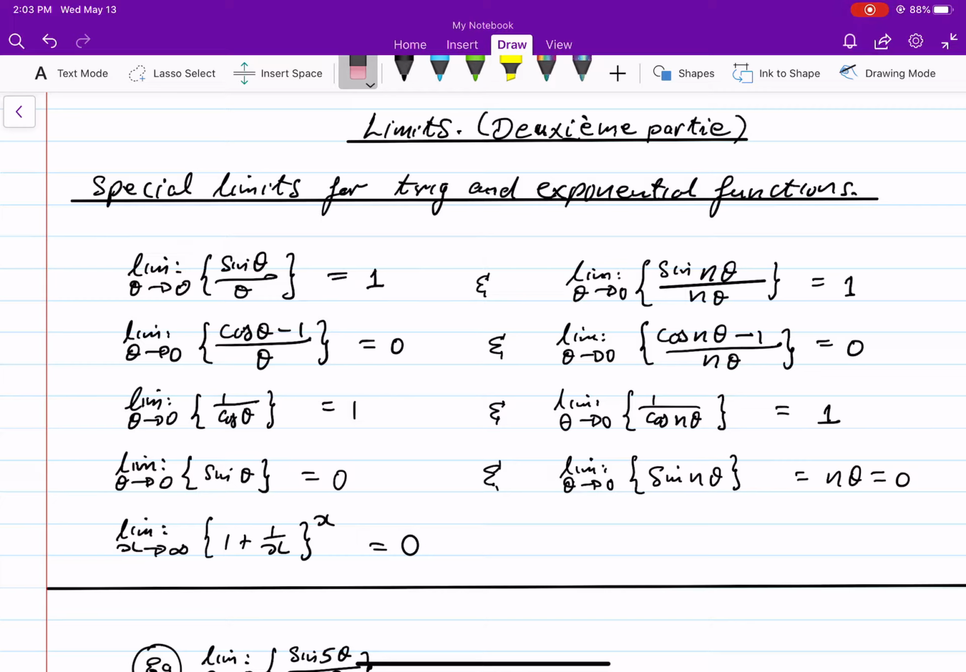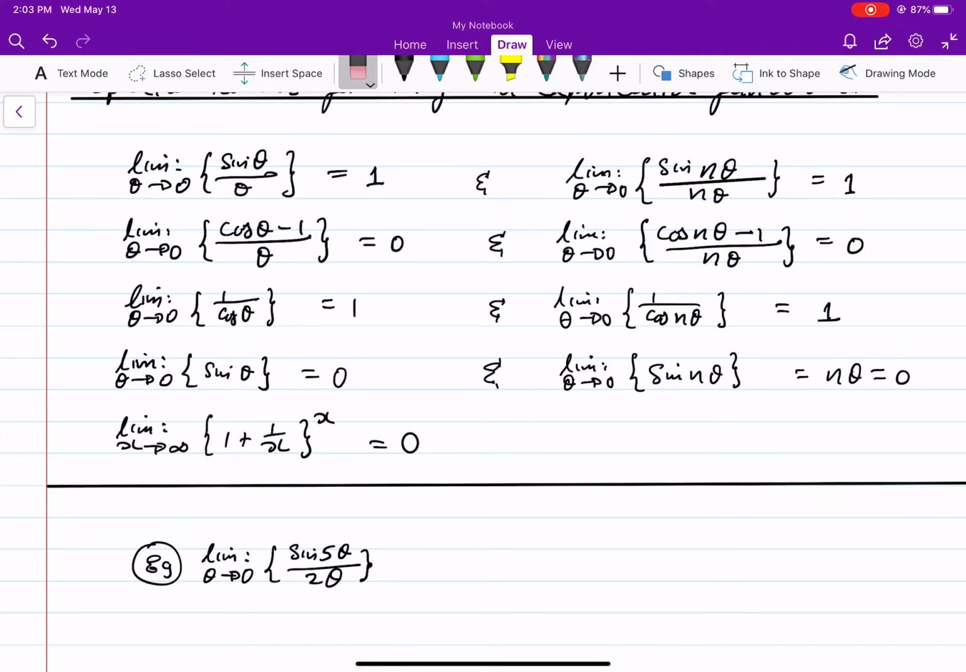Right? The one to the right of that says you're simply replacing theta with n theta. So the limit as theta approaches 0 of cos n theta minus 1 upon n theta is also 0. Next case, the limit as theta approaches 0 of 1 upon cos theta is 1. The limit as theta approaches 0 of 1 upon cos n theta, the expression to the right, is also 1. The limit as theta approaches 0 of just sine theta is 0. And the limit as theta approaches 0 of sine n theta is 0 as well. There, just 0.